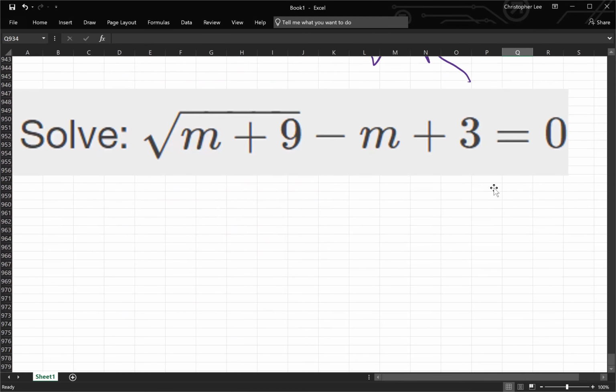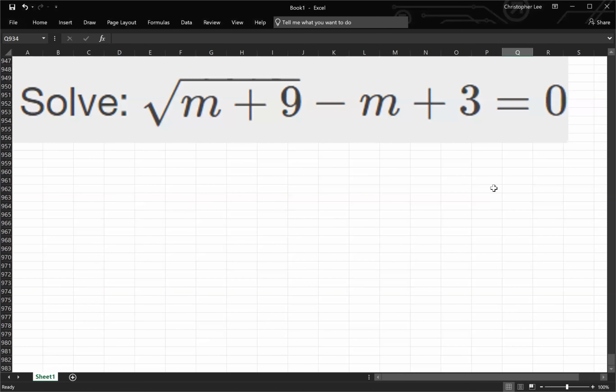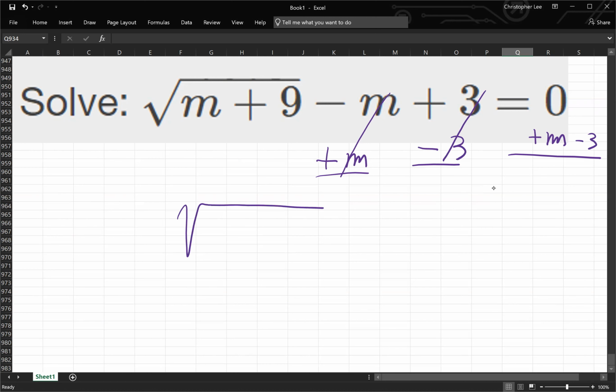Remember, first thing I want to do, I want to isolate my radical, right? So to isolate my radical, I'm going to add m over here. What I do to one side of the equation, I have to do to the other side of the equation. Also going to subtract 3 from over here. What I do to one side of the equation, I have to do to the other side of the equation. So now what do I have? Square root of m plus 9 is equal to m minus 3.